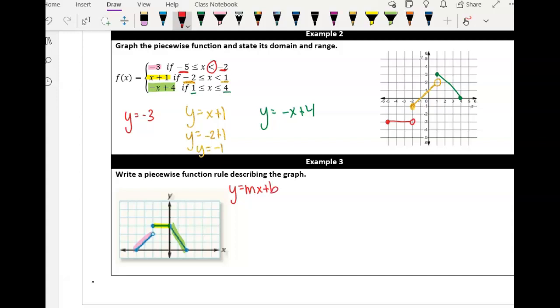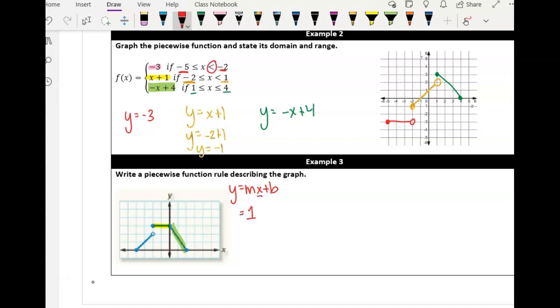So that means that I need my slope. And I can see that here my slope is I'm going up 1 over 1. So my slope is 1. Now, I could just continue the graph to find the y-intercept because that's pretty easy to do, right? And I can find that it's 4.